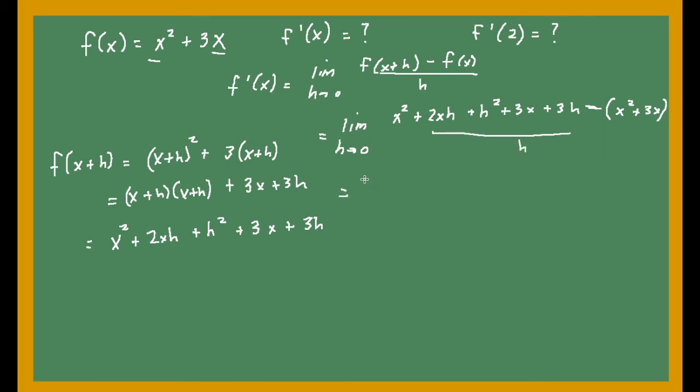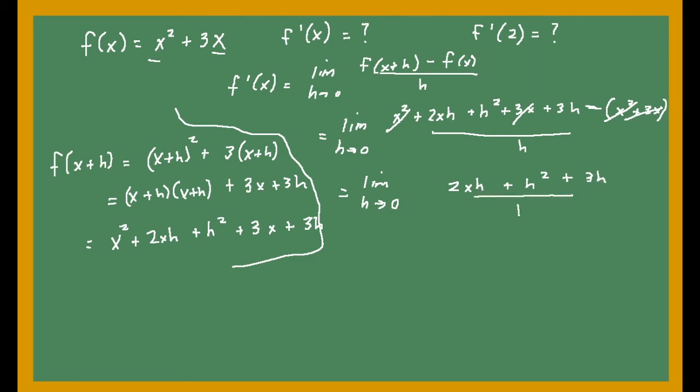Now we'll need to simplify this down. We'll say the limit as h approaches 0, and we can sort of block off this work we did over here. That was just to figure out what f of x plus h was. Okay, let's see, what do we have here? We're going to have this x squared minus this x squared. Those will go away. I'll go ahead and cross those out. We're also going to have this 3x subtracting this 3x. Those will also cancel out. And we're left with 2xh plus h squared plus 3h all over h.